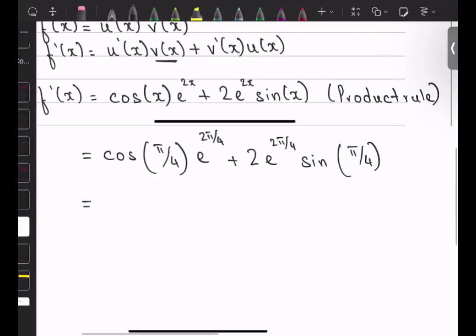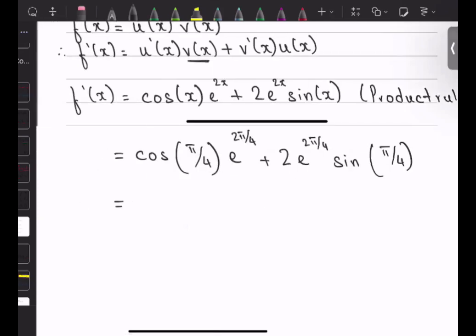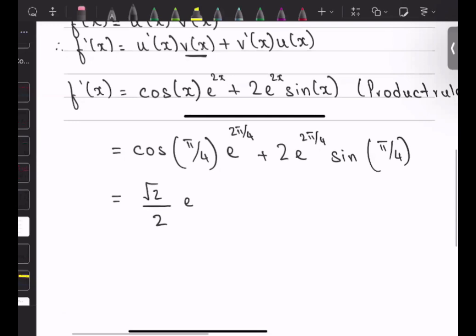Thinking back to our exact values, the cos of pi on 4 is the same as the cos of 45 degrees, which is simply root 2 on 2. You will be expected to know these off the top of your head for Exam 1, where you don't have a CAS calculator or bound reference. I would highly encourage you to become familiar with exact values if you aren't already. And e to the 2 pi on 4 is simply e to the power of pi on 2. And then we add to that 2 e to the pi on 2, again, 2 pi on 4 just simplifies to pi on 2. And sine of pi on 4, once again, is the sine of 45 degrees, which is root 2 on 2.